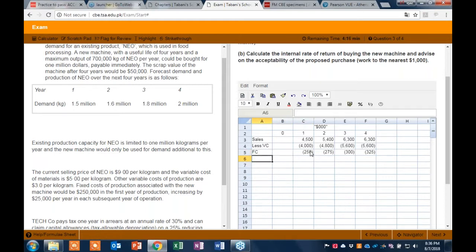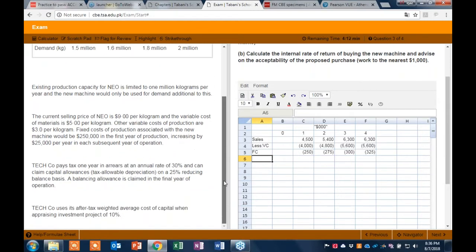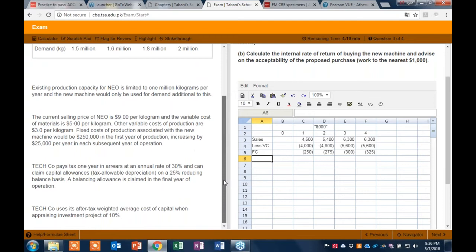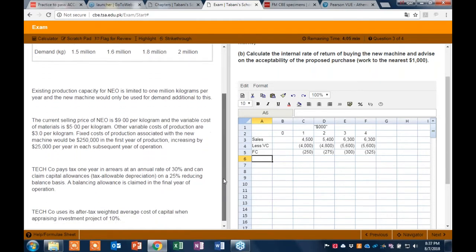So fixed cost, okay. Do we have any other expense that we need to write before we can actually charge tax? Tech company pays 1 year tax 30% and can claim allowances. No, we don't have anything. So let's sum these figures. And these are the before tax figures.